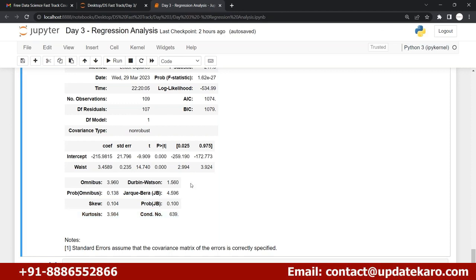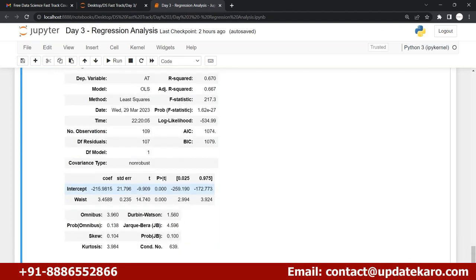Now I'm not going into it, because it will take so much time. These first two tables are very much important. T means the T distribution test, and this is the probability of the T test, and it is showing that the probability value is 0, which means that p value is less than 0.05. So I can say this intercept is making a significant effect on the prediction, as well as the waste column also making a significant effect on predicting upcoming data.